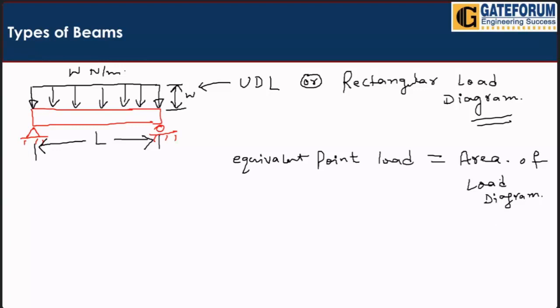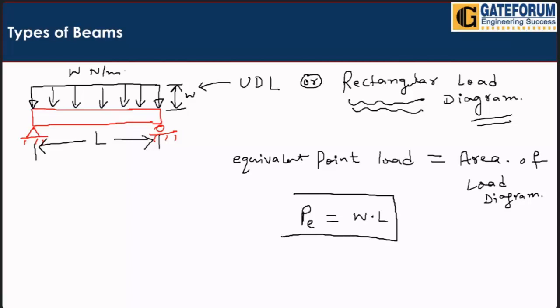How is the load diagram? It is a rectangular load diagram here. And what is the area of a rectangle? Length into width. So the equivalent point load P will be equal to length into width, so here we have W into L. W into L is the value of the equivalent point load in terms of Newton.